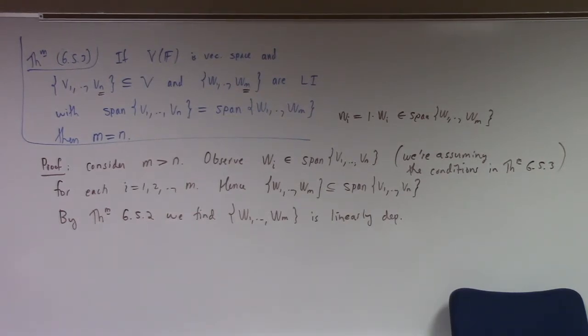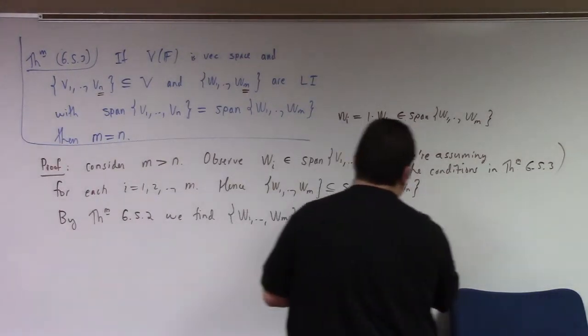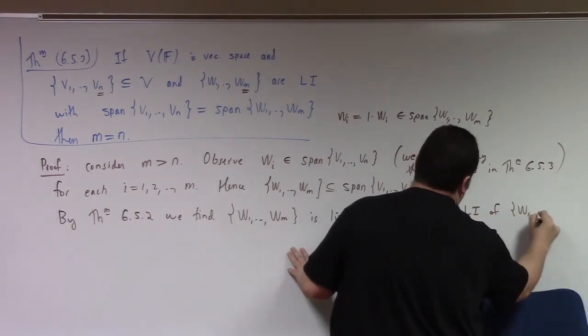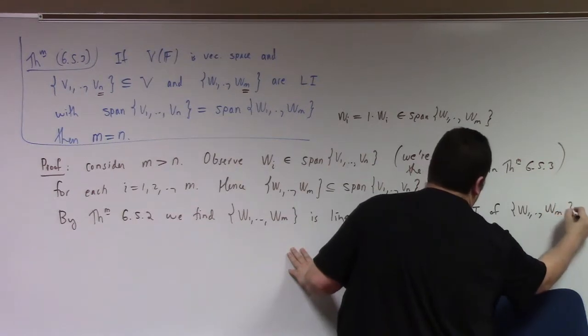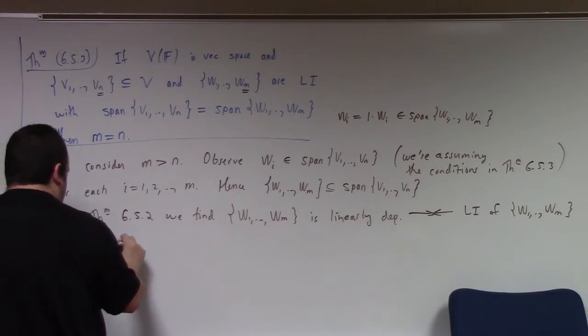But what did we assume about the set containing the W's in the statement of the theorem? We assume that they're linearly independent, right? So garbage in, garbage out. The garbage in here is m greater than n, right? Apparently that's an impossibility because it produces a contradiction. So therefore, thus, m is not greater than n.